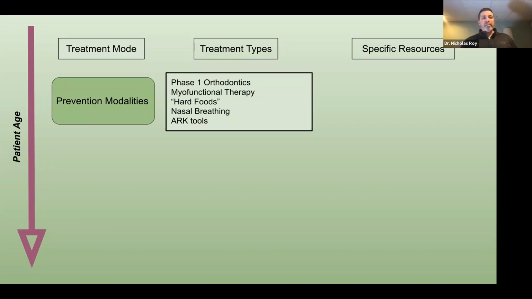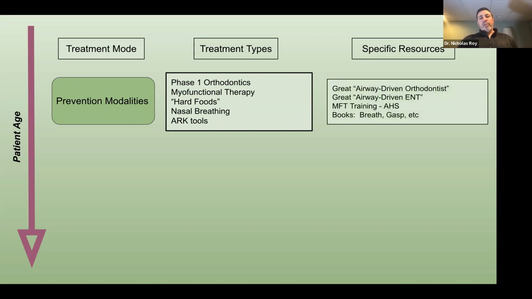Phase 1 orthodontics. I'm not a huge fan of orthodontists who wait till the kid's 12 or 13. At that point, we've lost the opportunity to stimulate craniofacial growth. At that point, we're just moving teeth. We can use myofunctional therapy. Having kids chew hard foods at a very young age helps to stimulate craniofacial development. Nasal breathing and art tools.